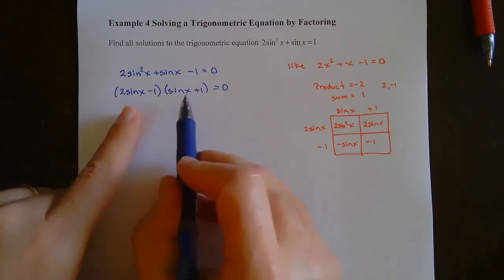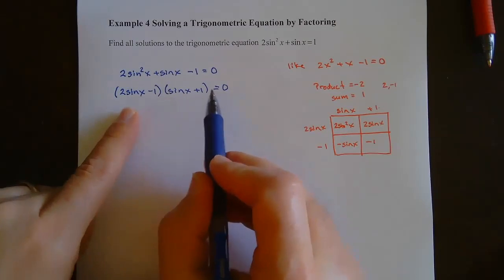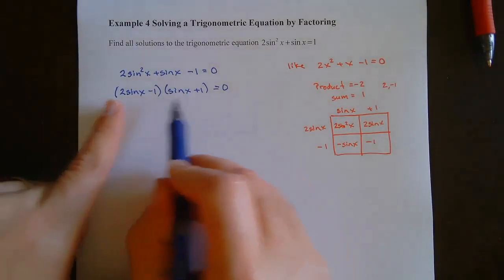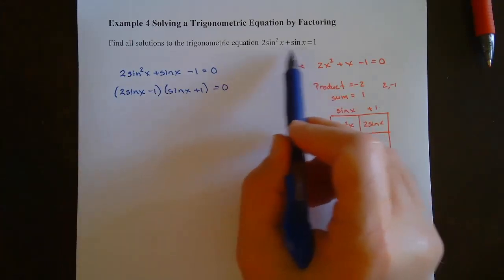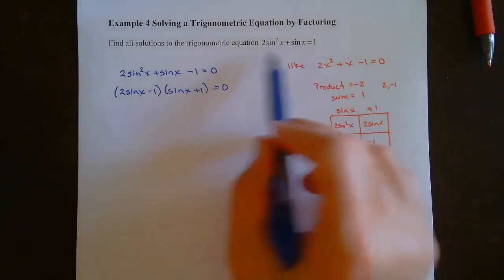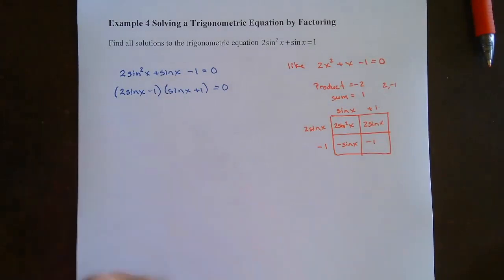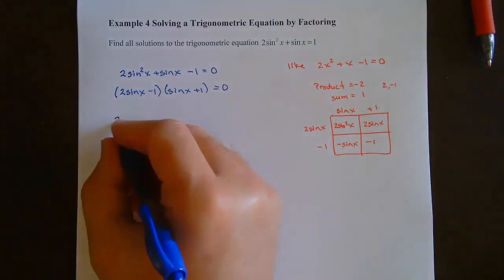All right, so this is a product and it equals 0. The only way for that to happen is if one of these 2 factors is equal to 0. And there are no restrictions like in the last problem. We're not dividing by anything, so there are no restrictions on this one. So whatever we get is what we're going to get.